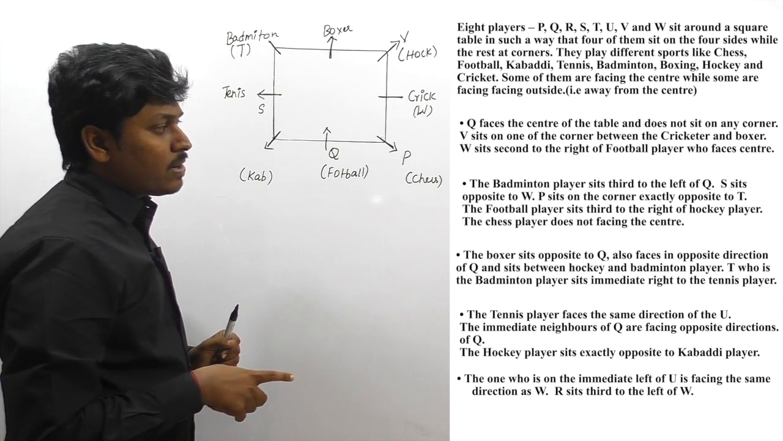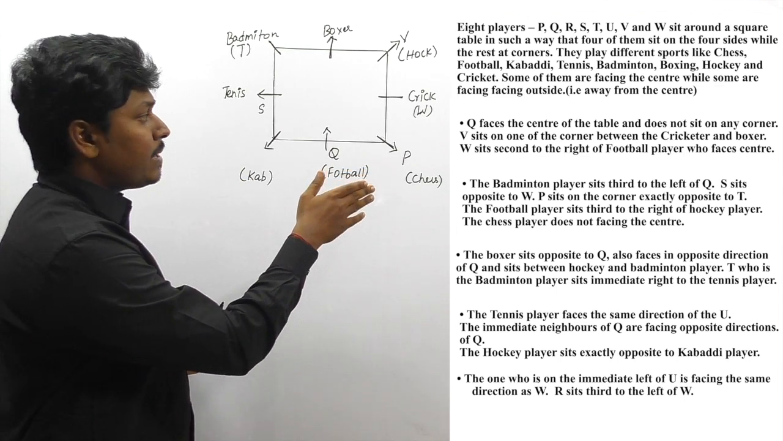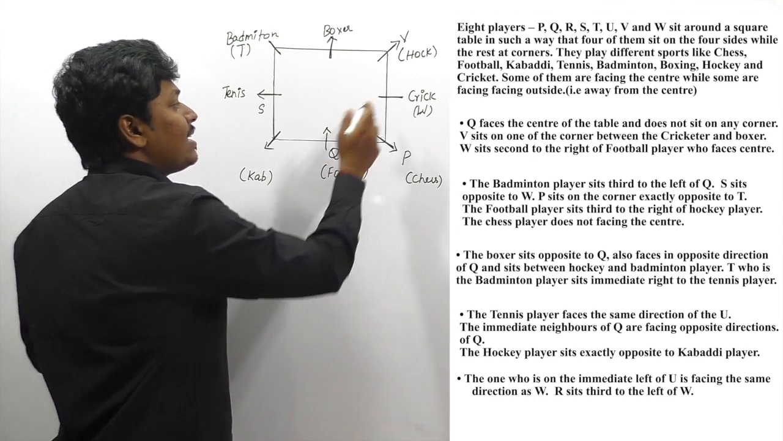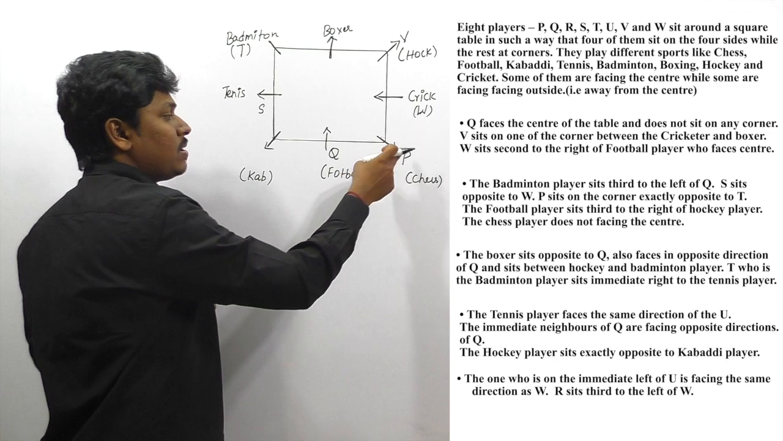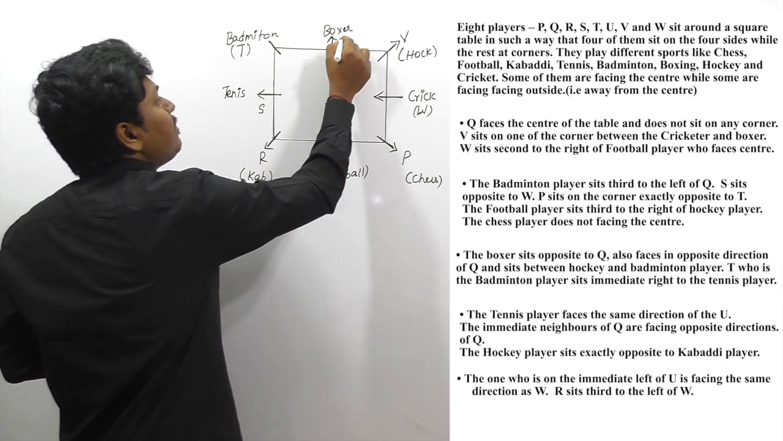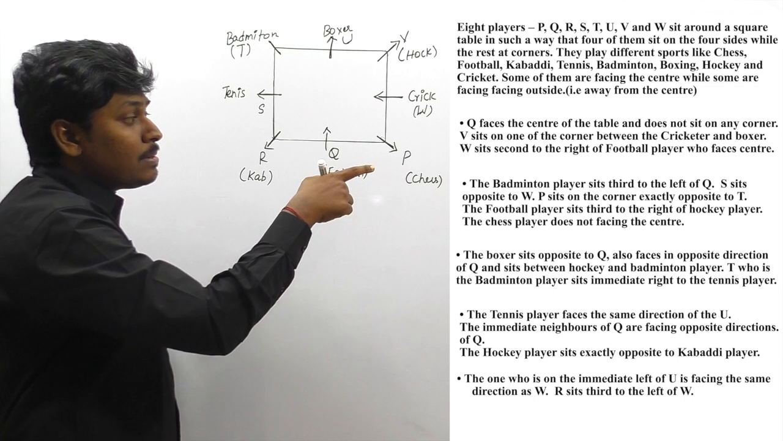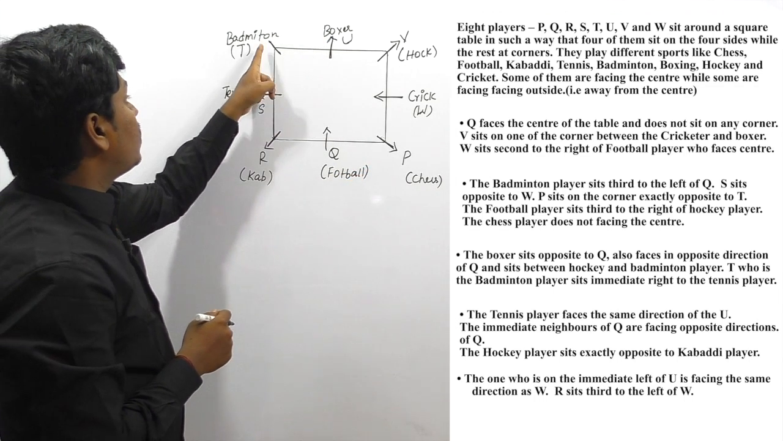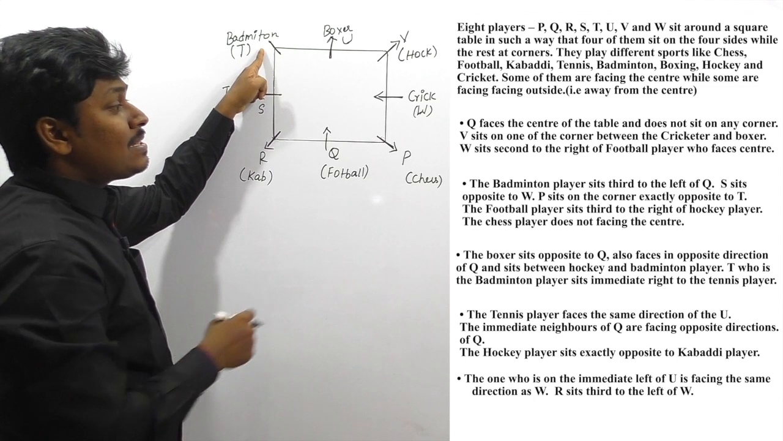R sits third to the left of W, so on W's left-hand side at the third place is R. Friends, listen carefully. W's left-hand side at the third place is R, so I can definitely say that W should face the center. So left-hand side 1, 2, 3, and this should be R, and the only remaining person, this should be U. And they have said in the previous line that the one who is the immediate left of U, the immediate left of U will be badminton, faces the same direction as W.